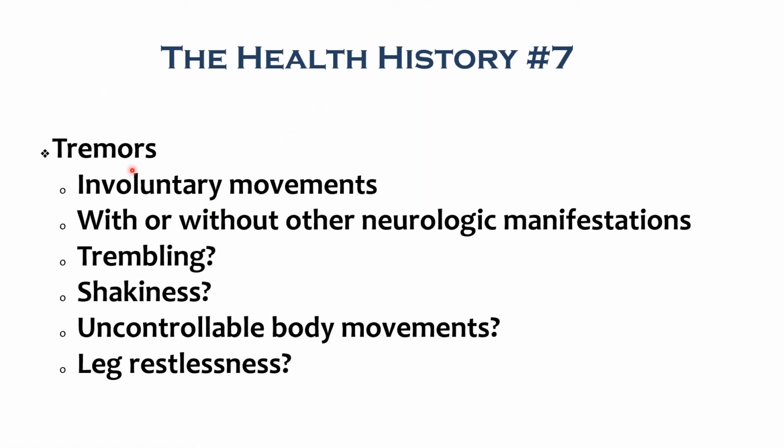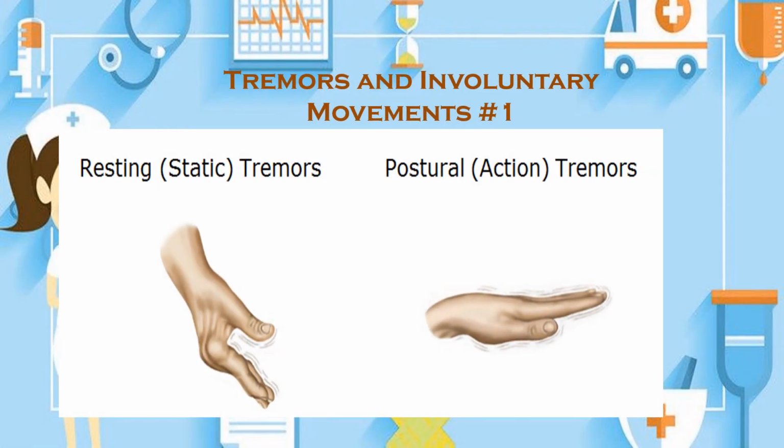Okay, so another focus of the health history is the tremors and other involuntary movements that occur with or without other neurologic manifestations. You can ask the patient about trembling, shaking, uncontrollable body movements, and leg restlessness. Okay, so this slide shows some tremors and involuntary movements.